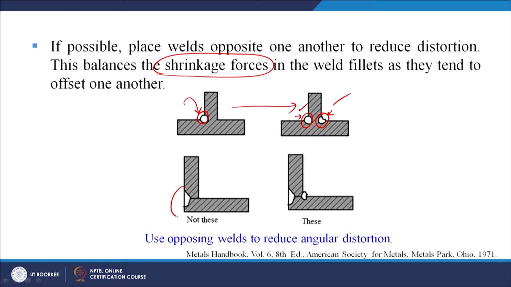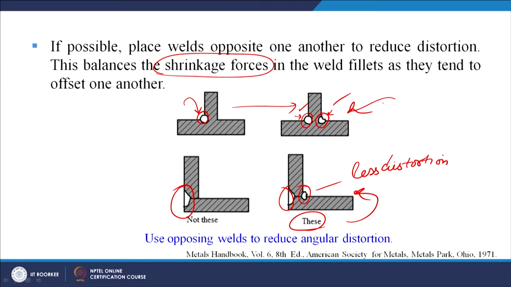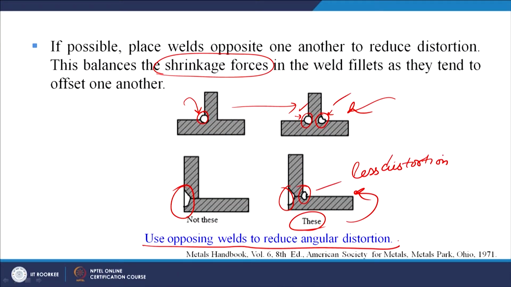So here this is on one side only, there is a tendency of distortion that may take place, but if you balance it on both sides, you will notice less distortion. So we can see that these are the recommended joint configurations. This is something that can be avoided because then shrinkage forces may lead to distortion. Use opposing welds to reduce the angular distortion. So we can weld on both sides to ensure a distortion free joint.